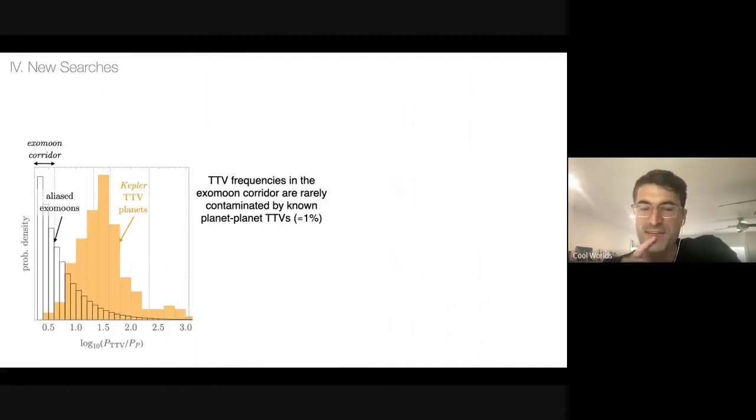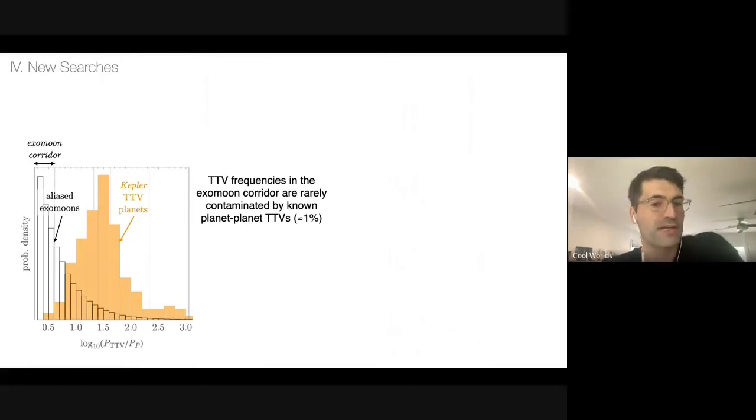Now, what's interesting about that is that very, very few planet-planet interactions do that. In fact, of the systems where we know about planet-planet TTVs, and we've been able to figure out the system, Sam Hadden had a great paper where he looked at about 130 such Kepler systems. You look at their TTV periods, they're typically quite long, and less than about 1% of them have TTVs in this so-called exomoon corridor between 2 and 4 cycles.